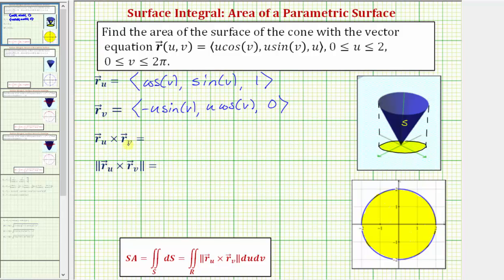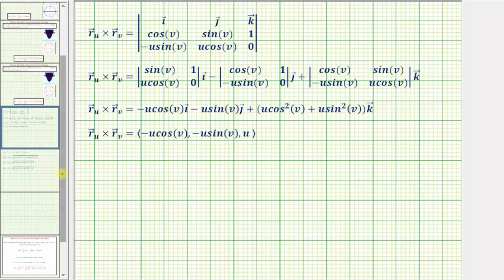Now for the next step, we'll find the cross product, and I've already set this up and done some of the work to save some time. This cross product would be equal to this 3 by 3 determinant, where the first row has the unit vectors i, j, and k, the second row has the components of the partial with respect to u, and the third row has the components of the partial with respect to v.